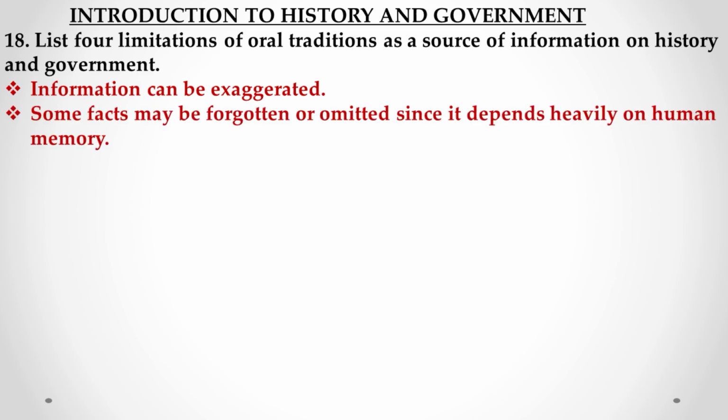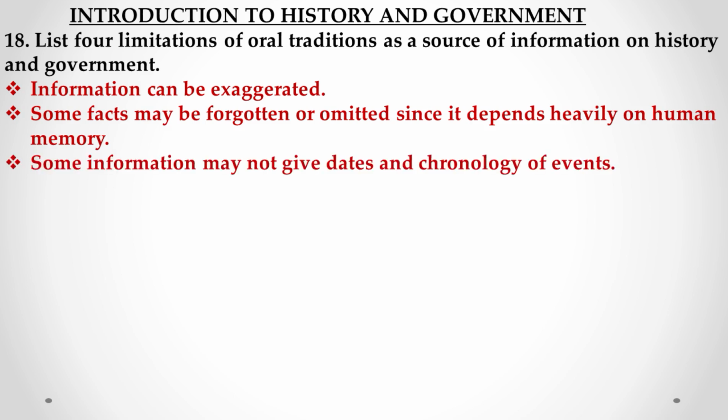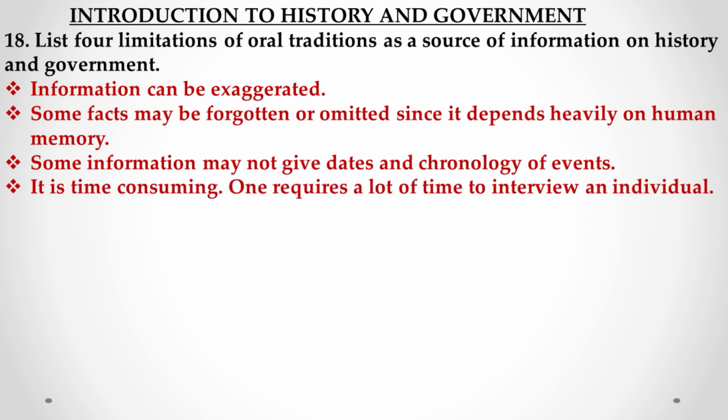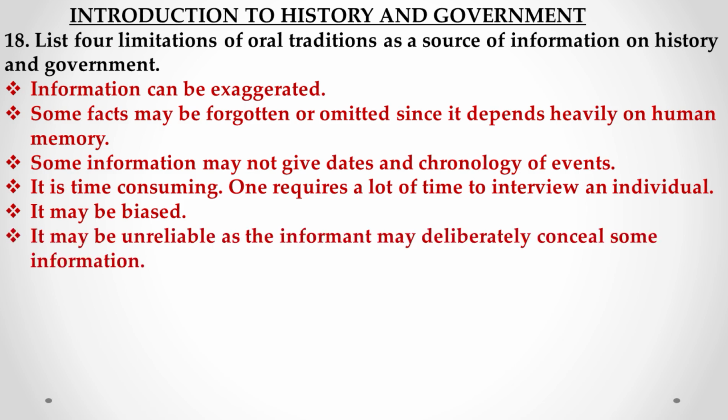Another point, some facts may be forgotten or omitted since it depends heavily on human memory. Another point, some information may not give dates and chronology of events. Another point, it is time consuming, whereby one requires a lot of time to interview an individual. Another point, it may be biased. Another point, it may be unreliable, as the informant may deliberately conceal some information.